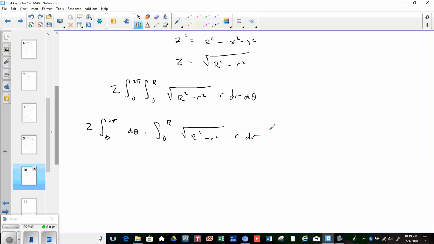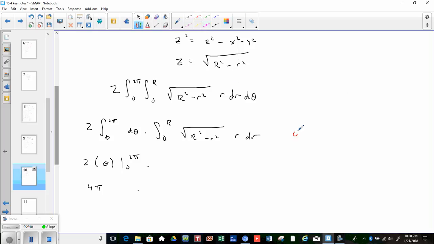So again, this part, like always, is pretty easy. That's going to be 2 times theta from 0 to 2 pi. Let's go ahead and finish this one off. Plugging in 2 pi here, you get 4 pi because 0 gives you nothing. So it's 4 pi times whatever we get over here. Again, we're going to have to use a little bit of a u sub.